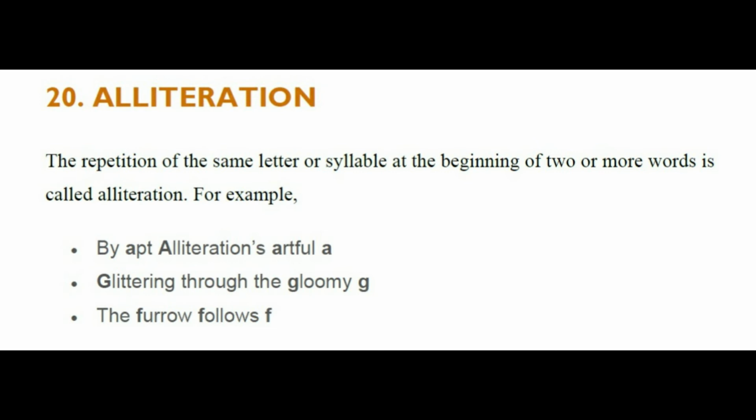A, four times A are there. By apt alliterations, artful A. So apt, spelling APT, alliteration, spelling from A, artful, spelling from A, and A is also given. Then the second sentence, glittering through the gloomy G. So here three G's are being given. First is glittering, then gloomy, and then the only alphabet G. Means gloomy and glittering are coming from G. Apt and alliteration and artful came from A.